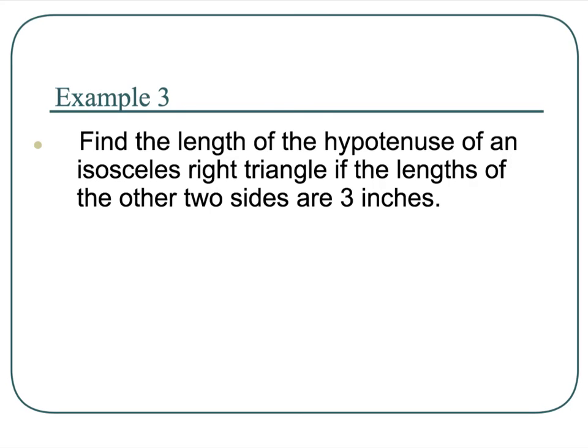All right, so we want to find the length of the hypotenuse of an isosceles right triangle if the lengths of the other two sides are 3 inches. So an isosceles right triangle, well, that would mean that this guy is right, and we want to find the hypotenuse. We'll call that x. So this guy is 3 and 3. Now, how did I know that that one's the right angle?